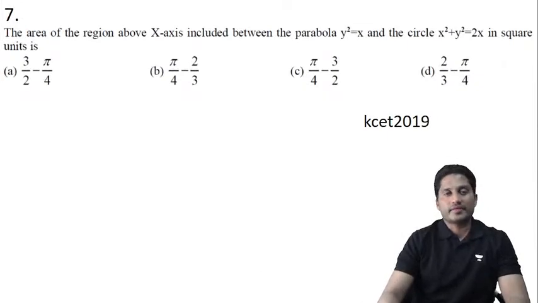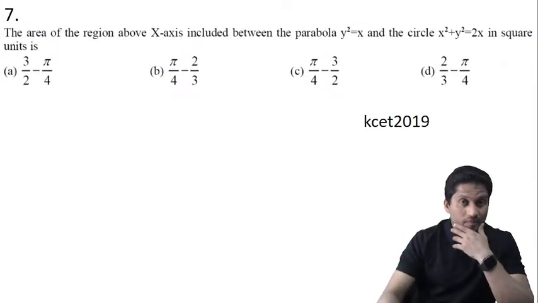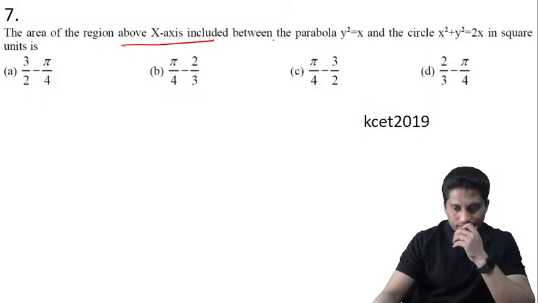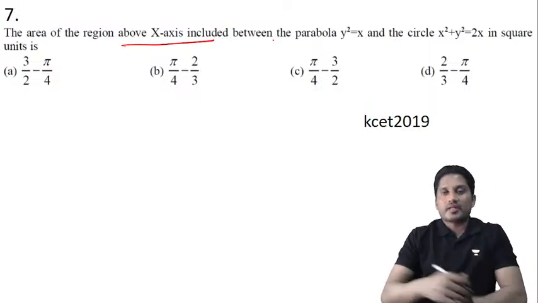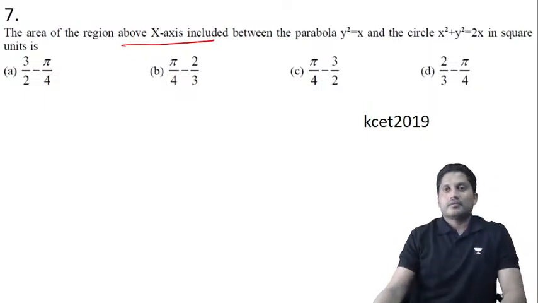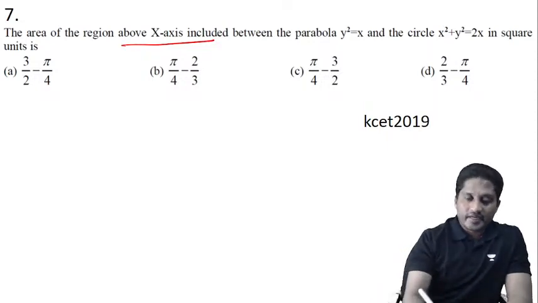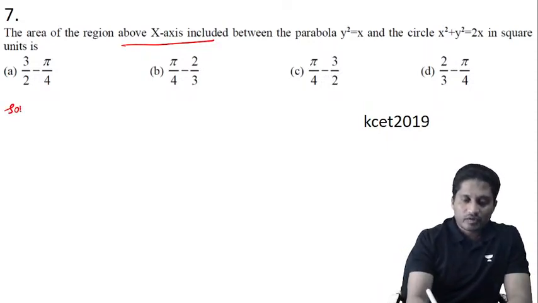Okay, question number 7. Area of the region above x-axis included between the parabola and the circle. Okay, 19 paper, quite challenging. Good question.